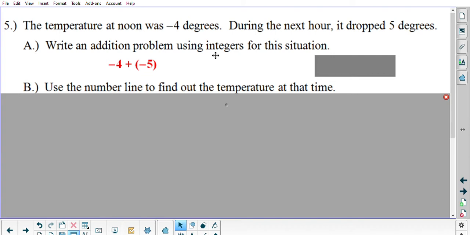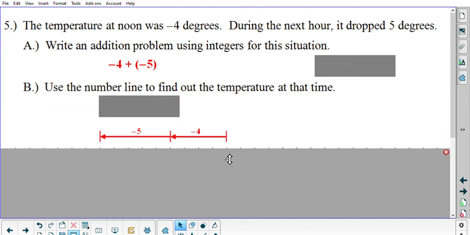Part B, hit pause on the video, do part B on your own, and then hit play when you're ready to see how you did. Okay, I hope you did that. I hope you hit pause and already did part B. If not, do that now. Do it on your own. I am now going to go over it.